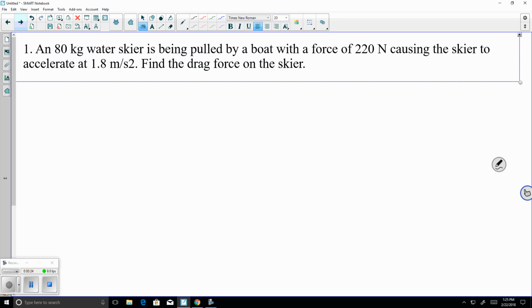So we'll go through these one by one, and our first problem has an 80 kilogram water skier being pulled by a boat, force of 220 newtons, causing the skier to accelerate at 1.8 meters per second squared. Find the drag force of the skier.